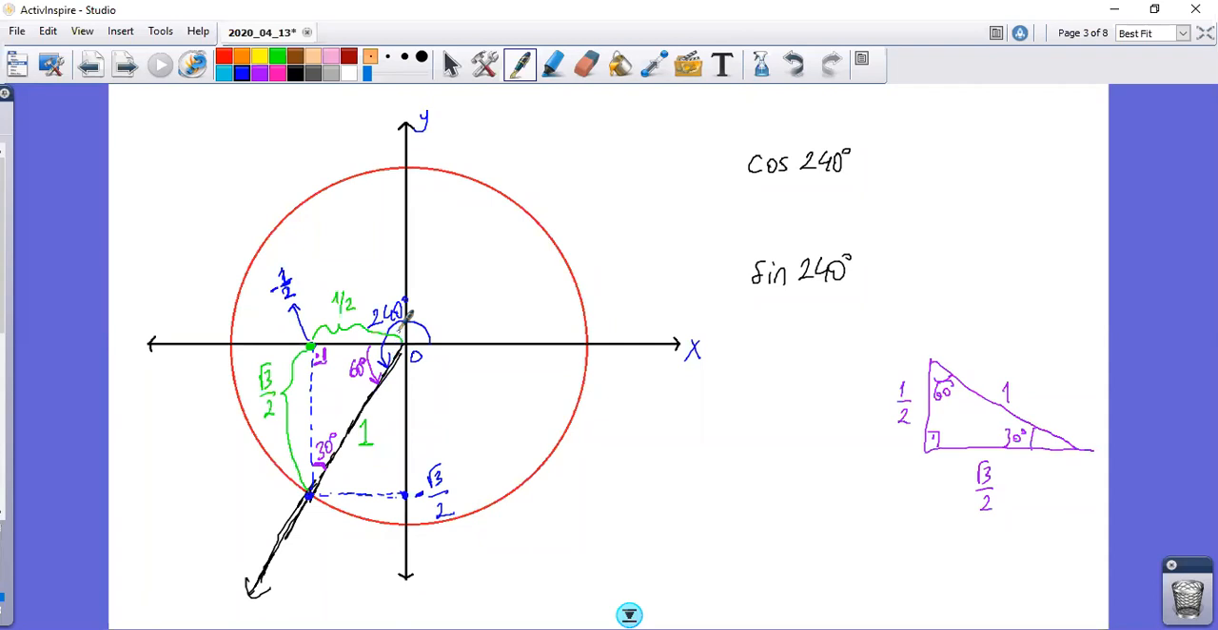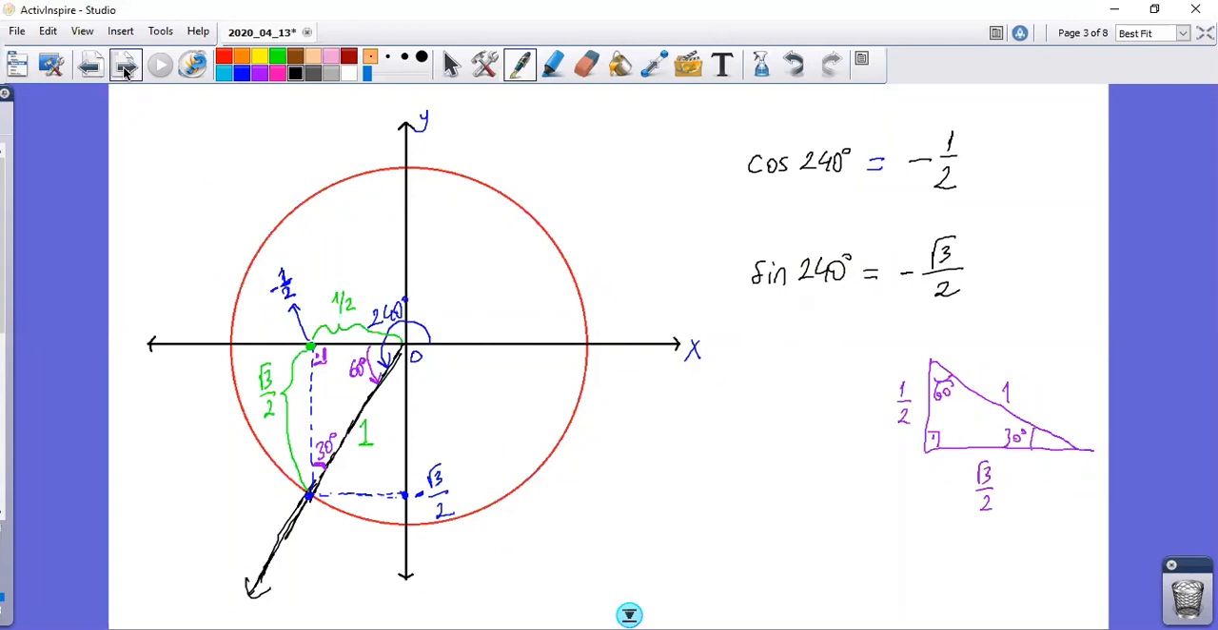So now I can find cosine of 240. Cosine is the x value of this point, right? What is the x value? Negative 1 over 2 is the x value. What is the y value? The y value is sine of 240. So sine of 240 is negative root 3 over 2. All right.